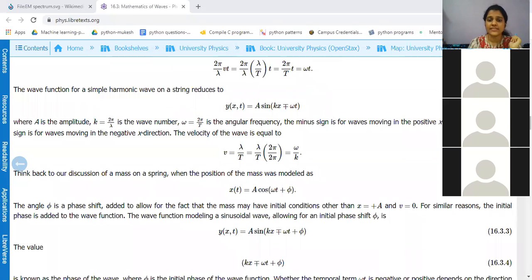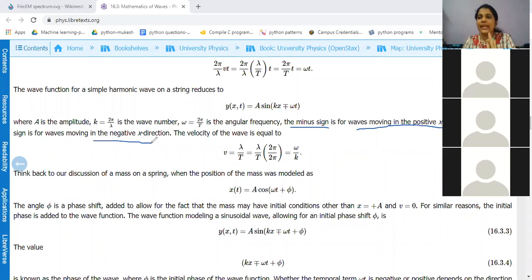Yes, Saurav, correct, positive x direction, very good. Okay, fine, so I am not sure how to shift the page. So you all can see, students, here the minus sign is for the wave moving in the positive x direction, and the plus sign is for the wave moving in the negative x direction.